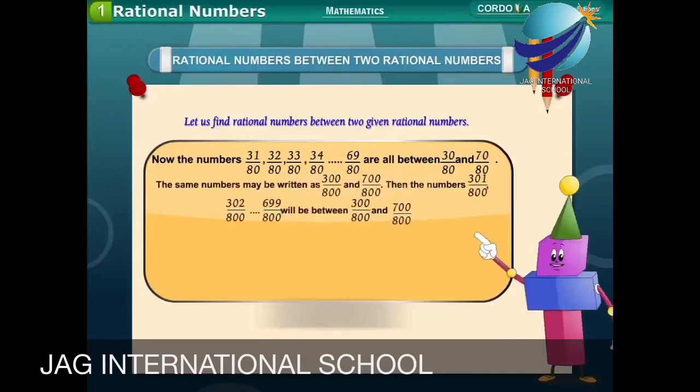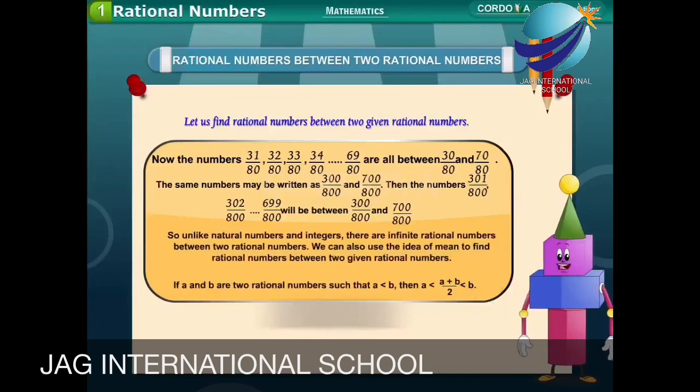The same numbers may be written as 300/800 and 700/800. Then the numbers 301/800, 302/800, and so on, up to 699/800 will be between 300/800 and 700/800. So, unlike natural numbers and integers, there are infinite rational numbers between two rational numbers.